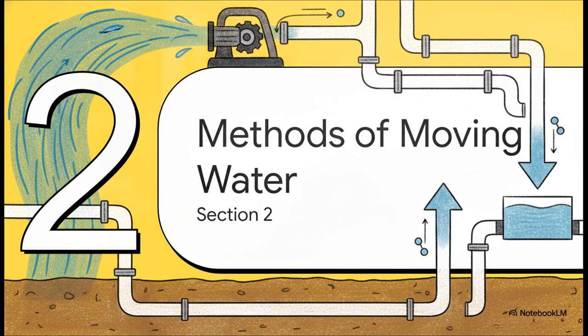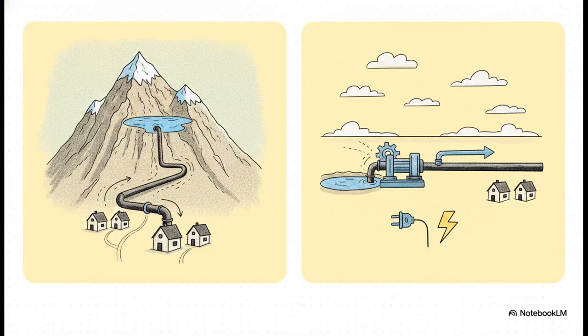Moving right along to Section 2, methods of moving water. Now, before we look at the street-level maps of the pipes, we really need to understand the physical forces driving the water through them. And there is a stark contrast between our 2 primary options here. First, a gravity system. This relies on a high-elevation source, so the water flows down to consumers completely naturally. It is highly economical and deeply reliable because, honestly, gravity never takes a day off. There's zero pumping required.